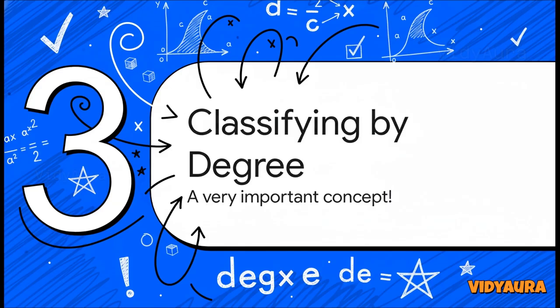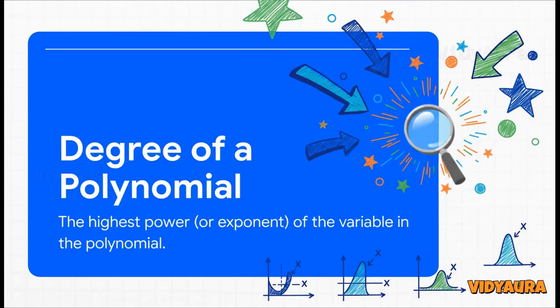It's based on something called its degree. You'll want to pay close attention here, because understanding the degree is absolutely crucial for your exams. So, what on earth is the degree? It's literally just the highest power of the variable in the whole polynomial. That's all you have to do. Scan all the exponents and find the biggest one. That's it. That one number is the degree.